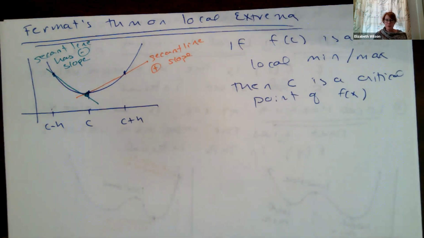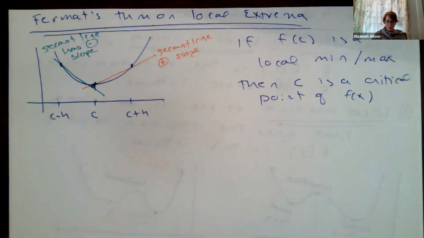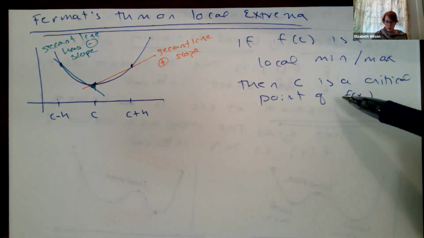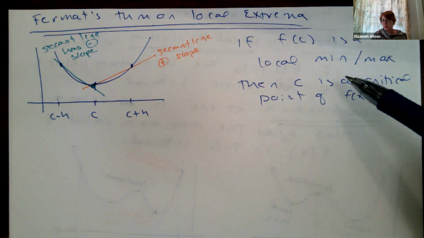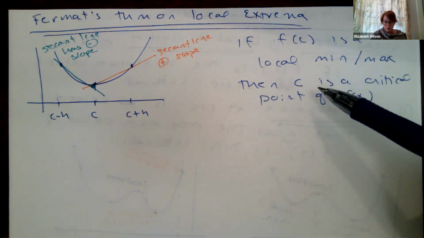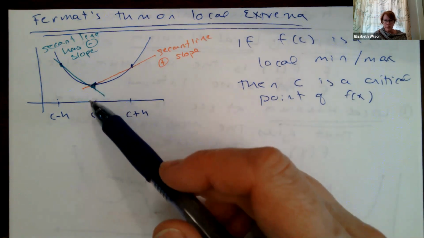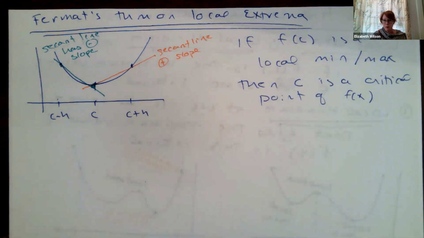It's kind of like going the opposite direction. We did the other thing where we find this critical point and then we use it to help us figure out that it's a local min or a local max. What we're saying here is if this is a local min or a local max, then this value at which that local min or local max occurs must be a critical point.